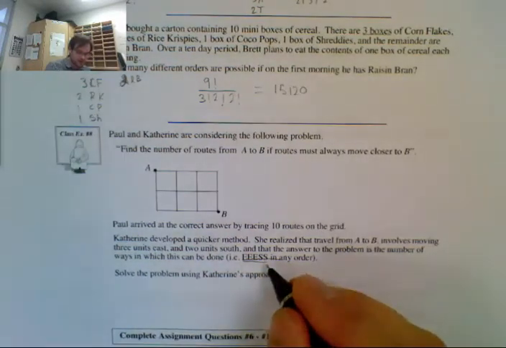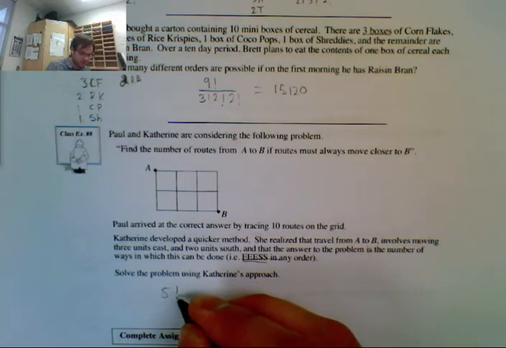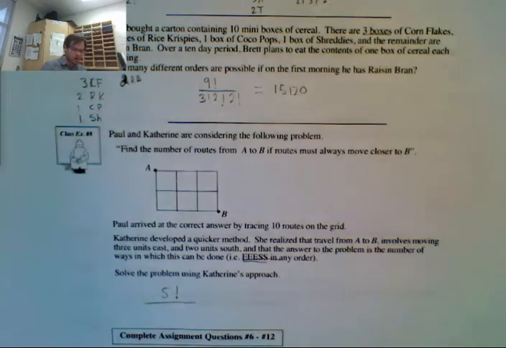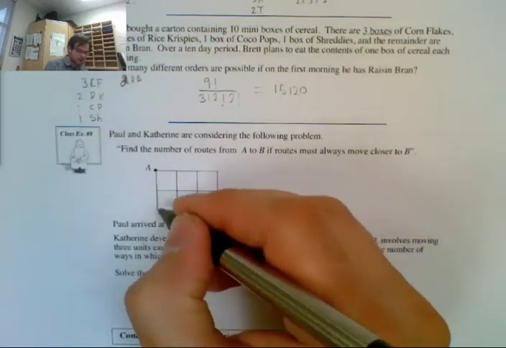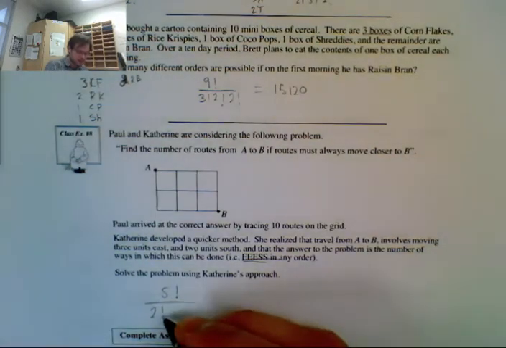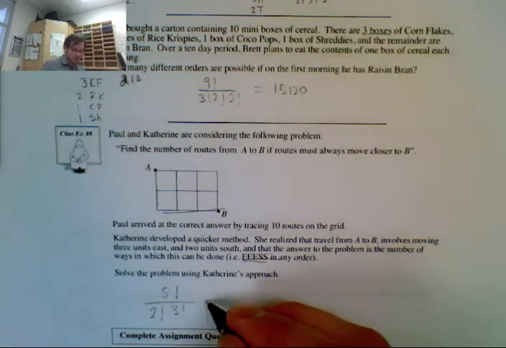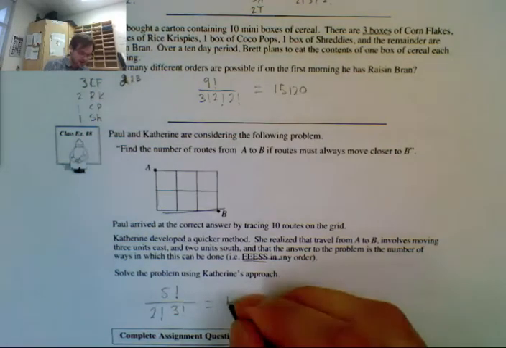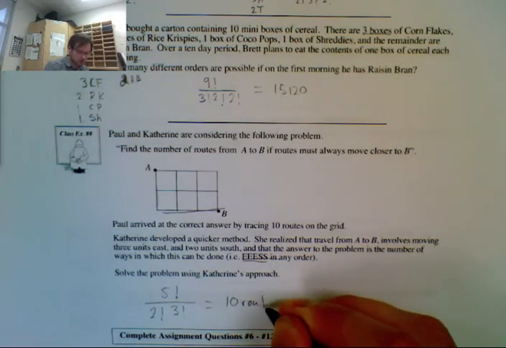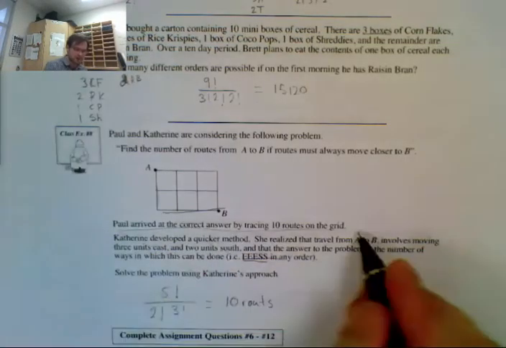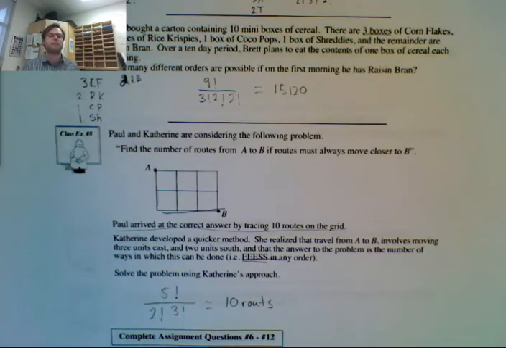So basically, if we look at this, there are 5 units. We have 3 east and 2 south, so that's a total of 5 factorial. All over, well, we have the 2 south that are repeated, and we have the 3 east that are repeated. So that gives me a total of 10 routes, which is the same thing as what Paul did, except she just used a quicker method. So that is how we do repetitions and how it can help us solve some problems.